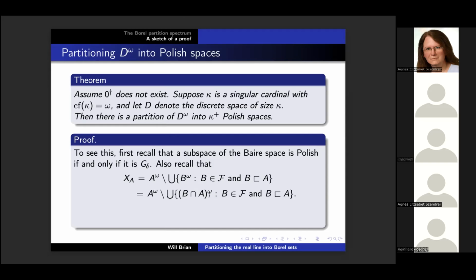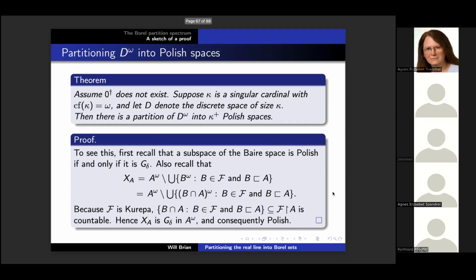Now what are we doing? We're essentially looking at the restriction of B to A, as B ranges over F and precedes A. Because F is Kuratowski, the set of all B∩A's, such that B is in our family and precedes A, is just some subcollection of the restriction of F to A, which was a countable set, because that's what Kuratowski means. So we're really only removing countably many things of this form. And when we remove countably many things of this form, it's a closed set minus countably many closed sets. That's a G delta. So we have a G delta subset of A^ω, which makes it a Polish space.